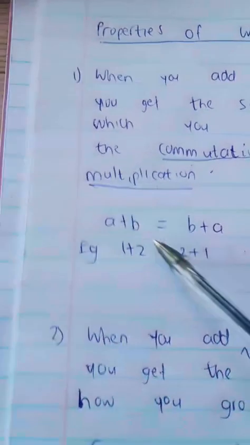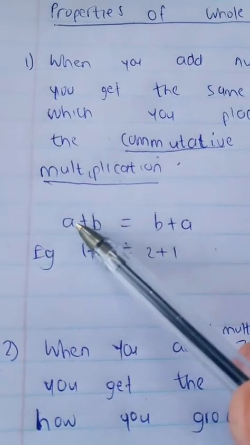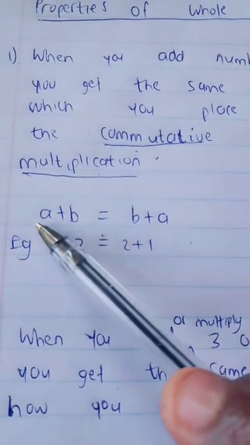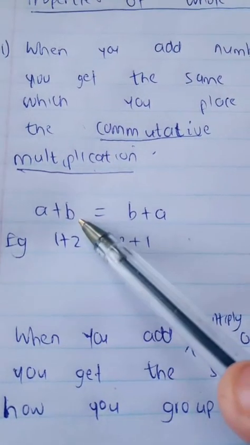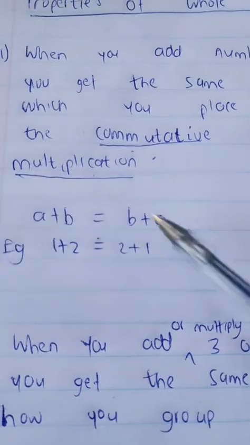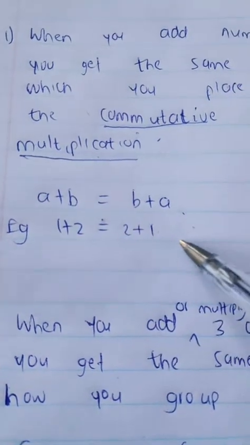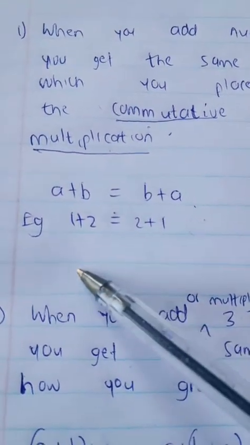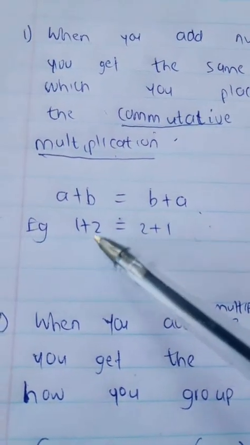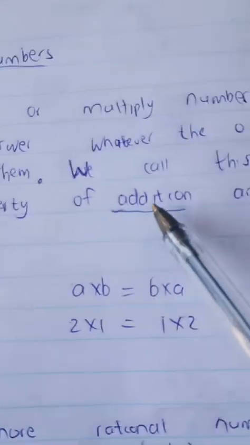Okay, so let's look at this. In other words, a plus b, meaning the addition of two variables, is equal to b plus a. So if you look at a, then you add b, it doesn't matter. You can start with b and add a. The answer will be the same. So if we look at an actual practical example, it's like saying 1 plus 2 is equal to 2 plus 1. What is 1 plus 2? The answer is 3. What is 2 plus 1? The answer is 3. So whatever the order is, when we are adding, the answer will be the same. This is what we call the commutative property of addition.